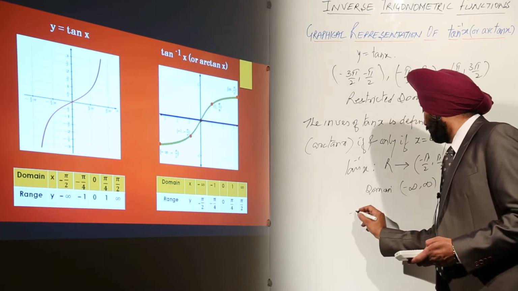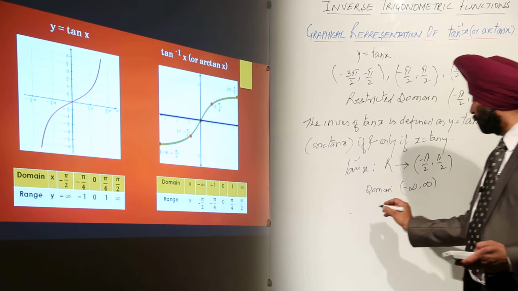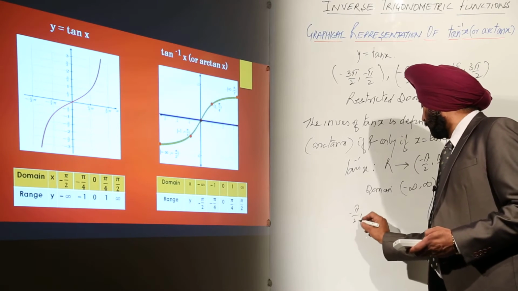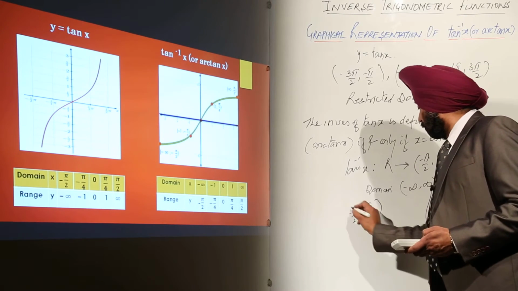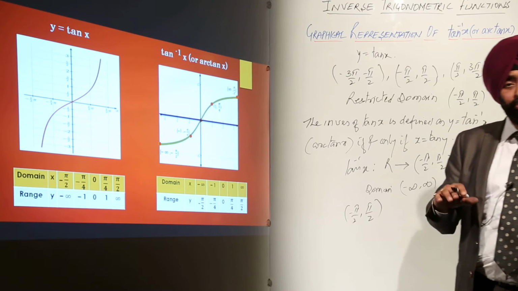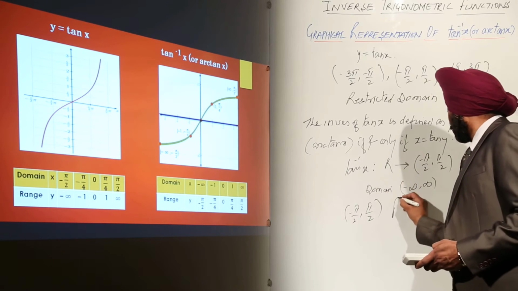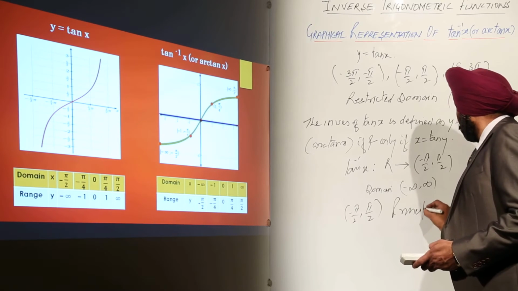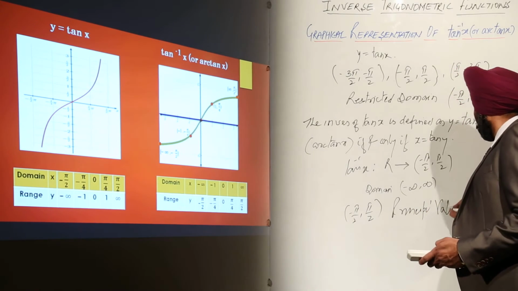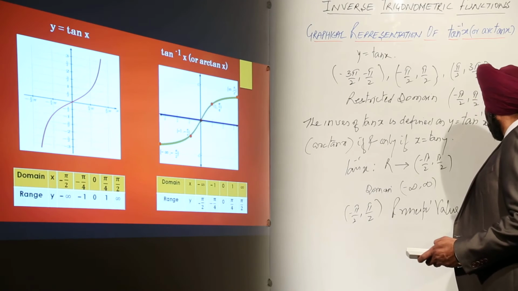Now this minus pi by 2 to pi by 2, with the open interval, minus pi by 2 and pi by 2, what is this called? This is called the branch of principal value. Okay, we can write it as the principal value branch of tan inverse x.